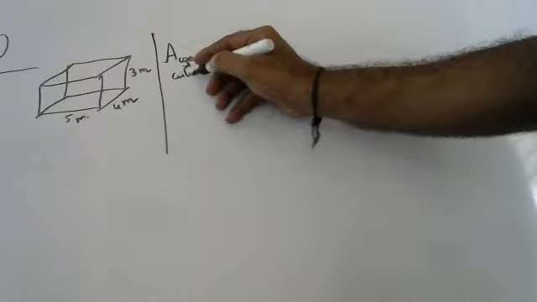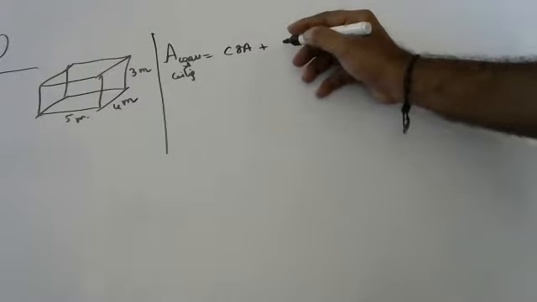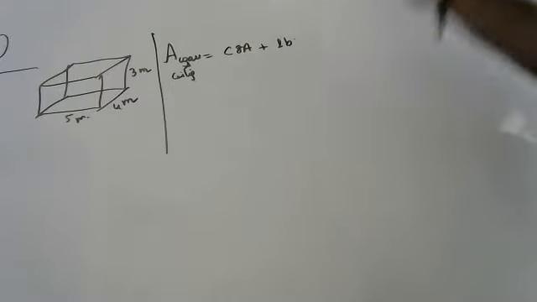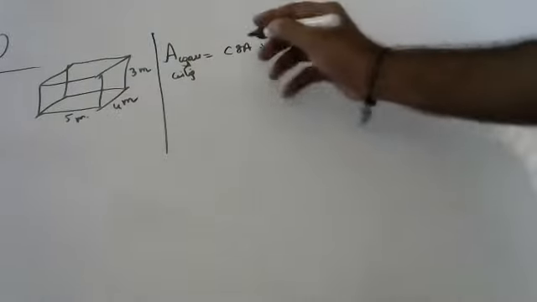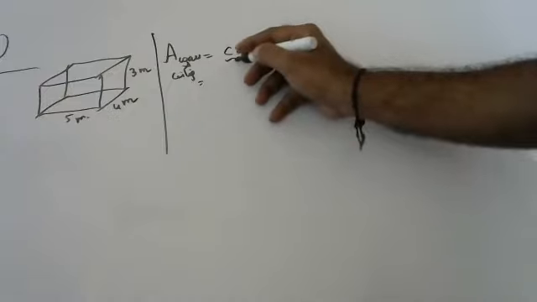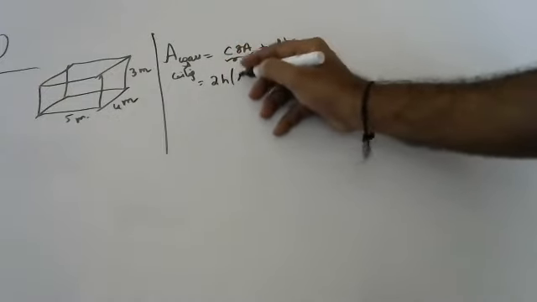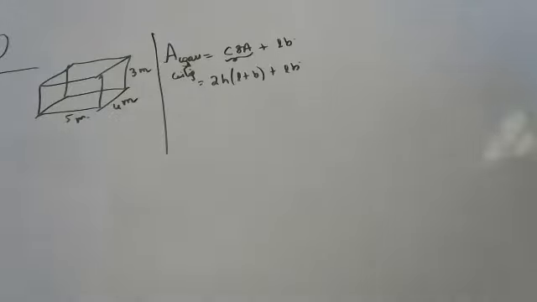Can anyone say what to do, children? Walls and ceiling he wants, it seems. Area of the four walls, CSA, plus L into B. Okay, try to understand, children. CSA plus LB. CSA is four walls and the ceiling is LB. And what is the formula for CSA, anyone? 2H into (L plus B), plus LB.